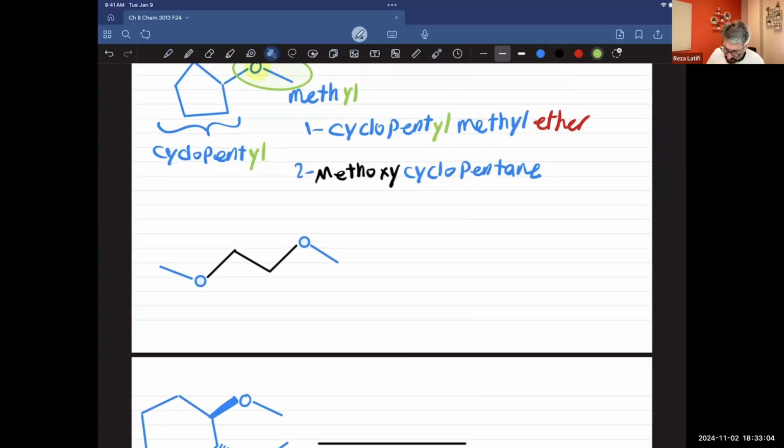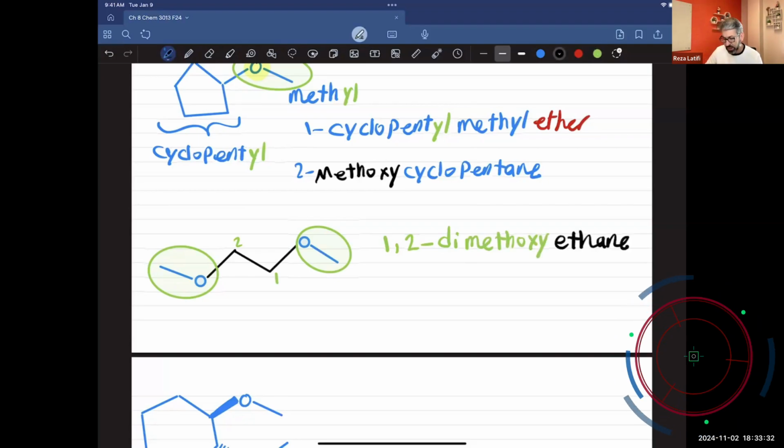Next, we have two identical substituents, and both of them are methoxy. So I'm going to say 1 and 2. I have two substituents there, so 1 and 2 dimethoxy, and this one will be ethane. So it is 1,2-dimethoxyethane.